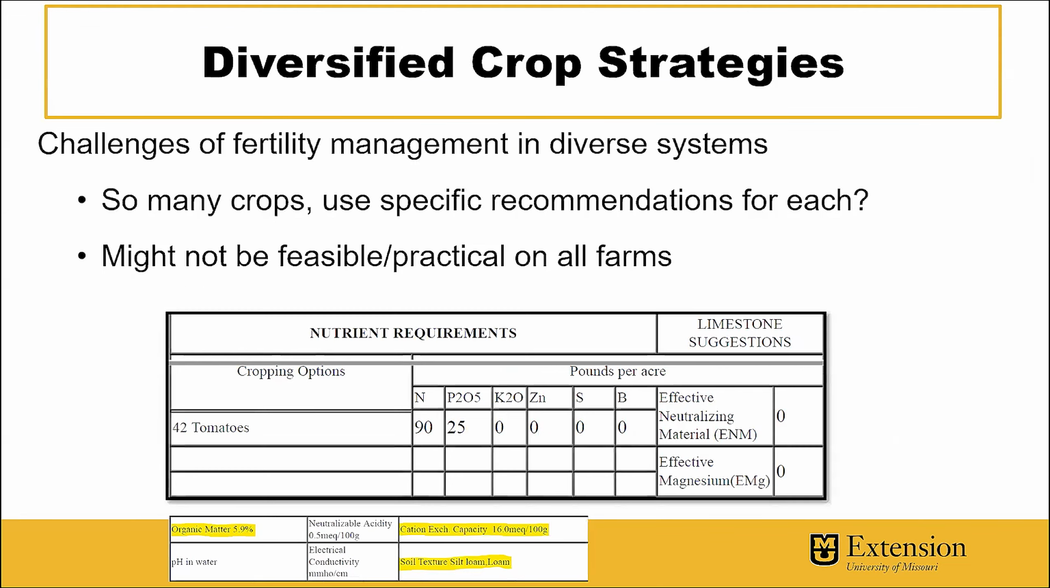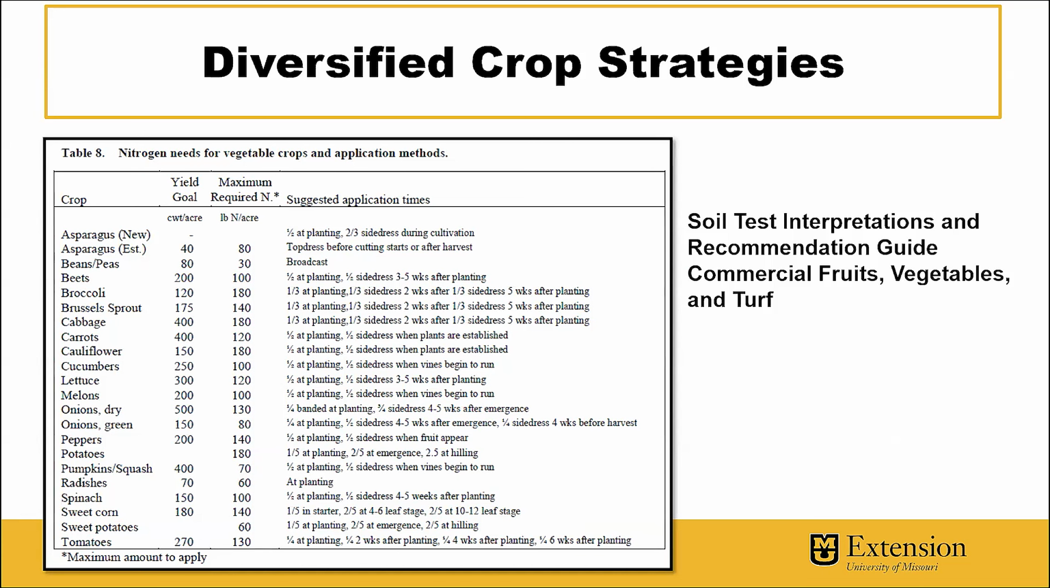But one of the challenges of fertility management in diverse cropping systems is there are oftentimes many different crops, and it can be really challenging to use specific recommendations for each crop. Now, in an ideal world with enough time and management skill, that could be achieved, but it might not be practical or feasible on all farms. So one way to think about making this easier is to understand the nitrogen requirements of the different crops.